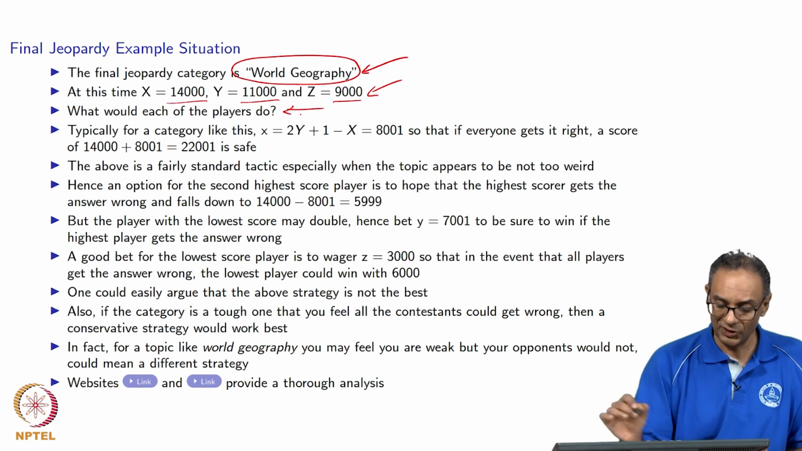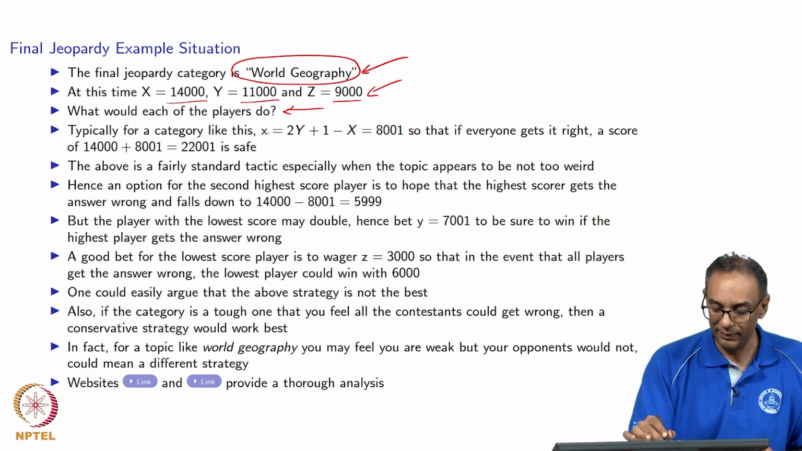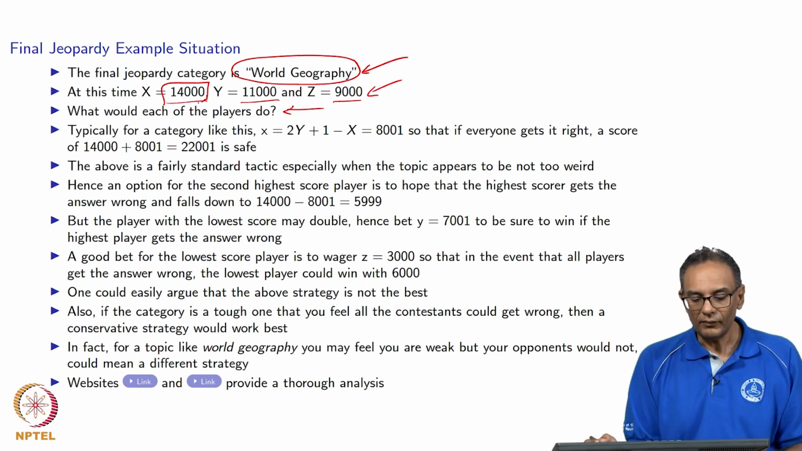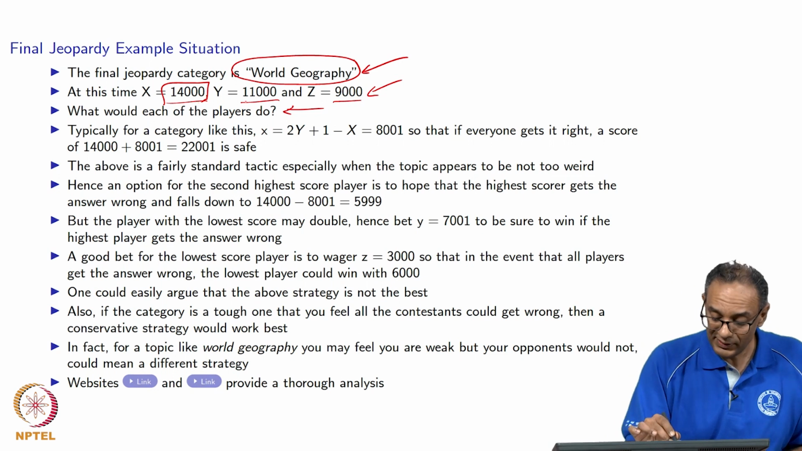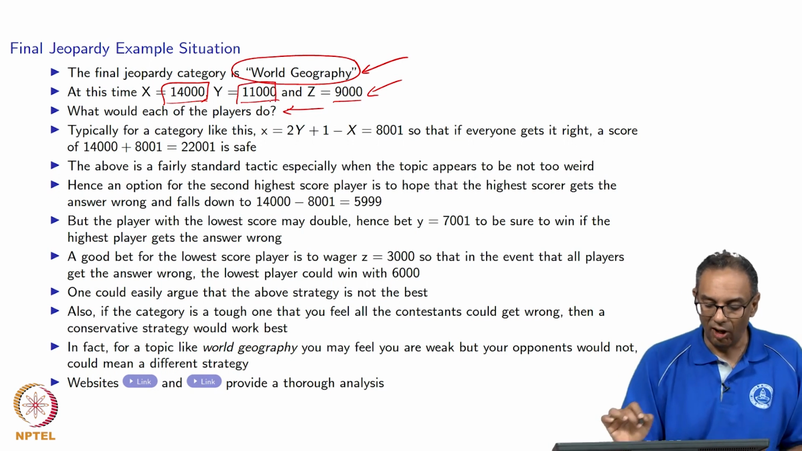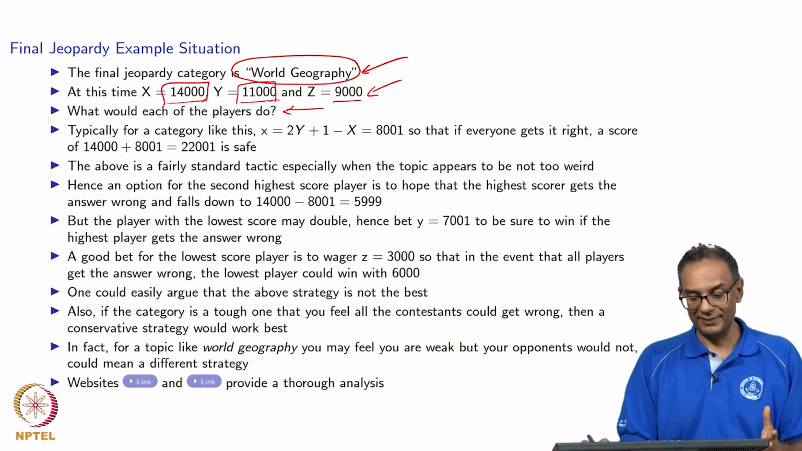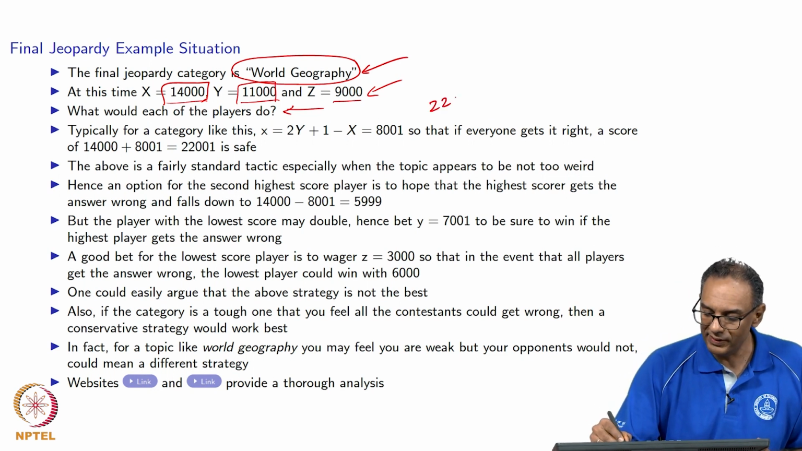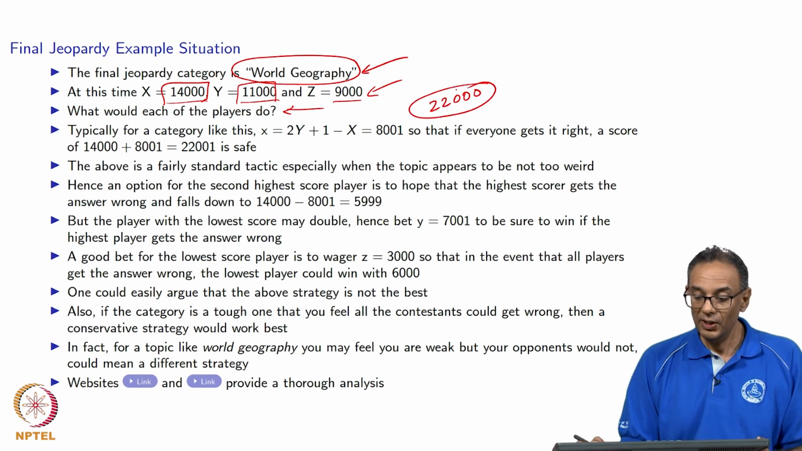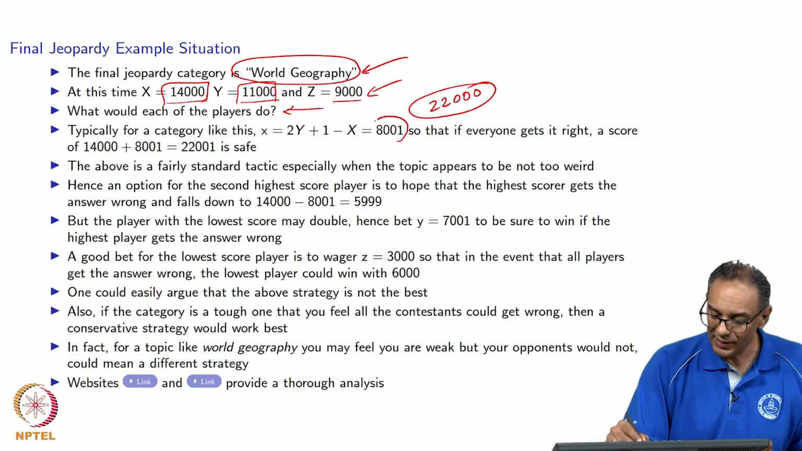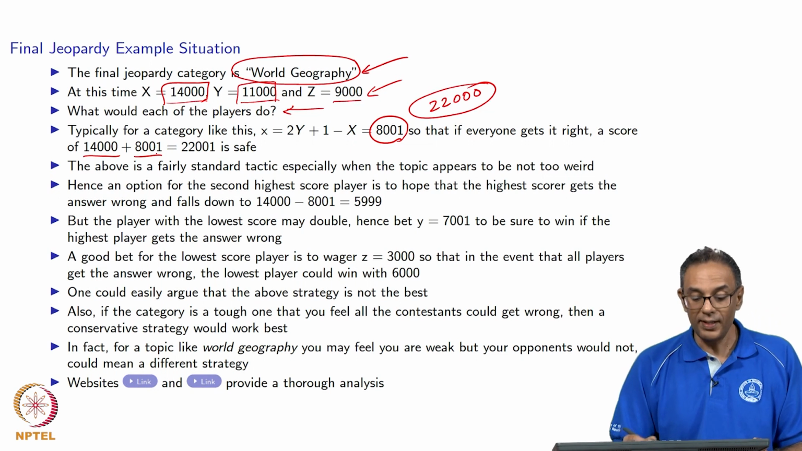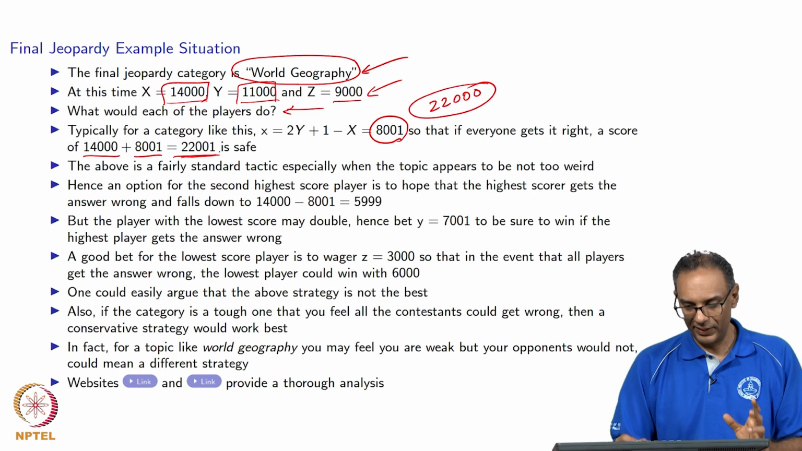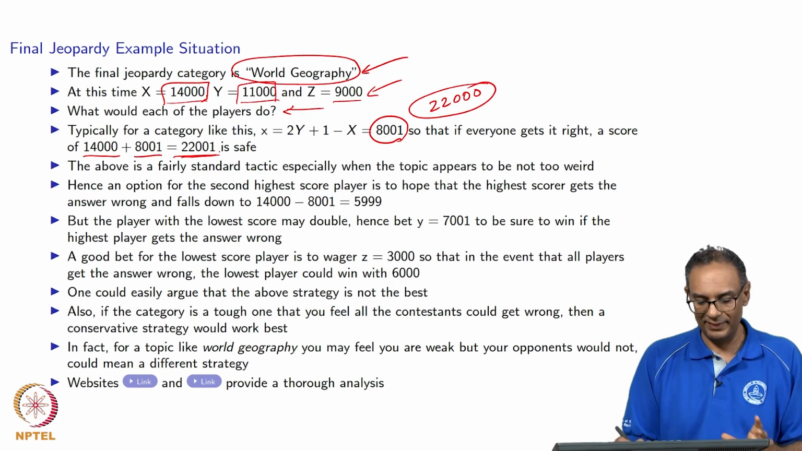Okay, so now let's go player by player. In fact, let's take the first player. The first player has the maximum number of points, 14,000. Now, what could happen? The worst thing that could happen is the second player wagers all their money and gets the answer right, thereby going to 22,000. So Y's amount could be 22,000. So X must wager just enough so that if they get it right, which is 14,000 plus 8,001, they get 22,001 and thereby win. We don't want a tie for now. Let's pretend that that's the case.